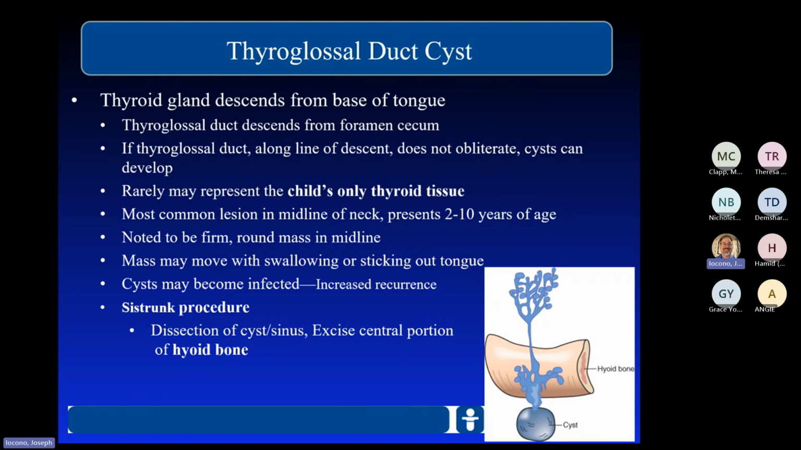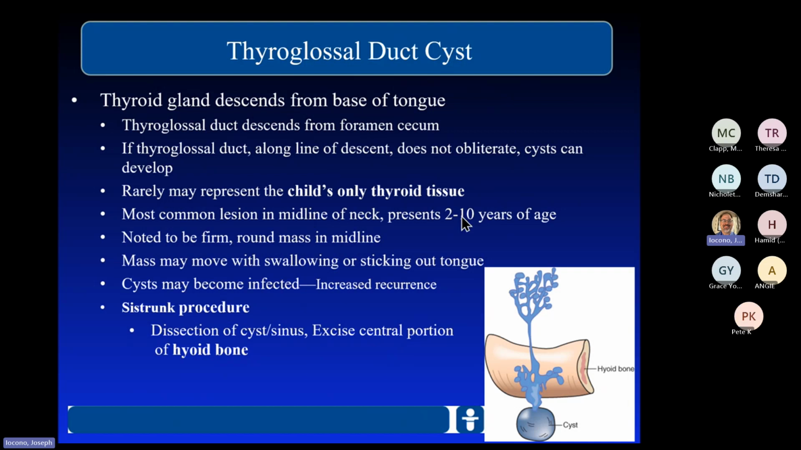Thyroglossal duct cyst is going to be a midline neck mass. The thyroid gland descends from the base of the tongue. They have the same genetic origins. It may represent the child's only thyroid tissue. If you get an ABSITE question that wants to imply that, it's always going to be a baby who is failure to thrive and has a midline neck mass.